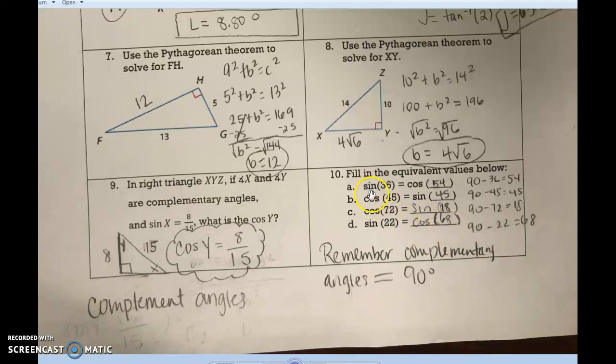Now you want to notice that sine and cosine are always opposite one another. So remember, complementary angles equal 90 degrees.